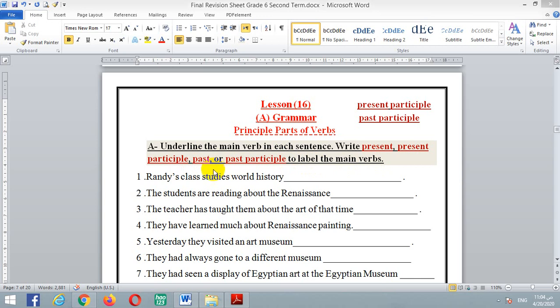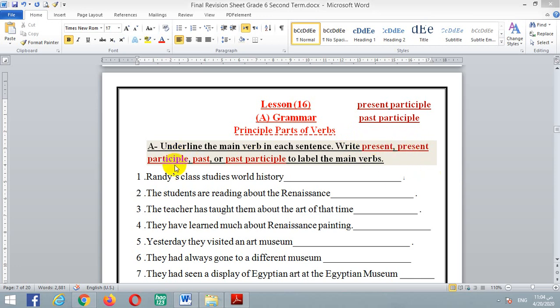To start with, before answering, I want to tell you something about the difference between them. Present, we put the verb in present, okay? When we put the verb in present, we add s or es to the verb if the subject is he, she, it, or a singular noun. With a plural noun or I, you, we, they, the verb is without s. This is present. What about present participle?